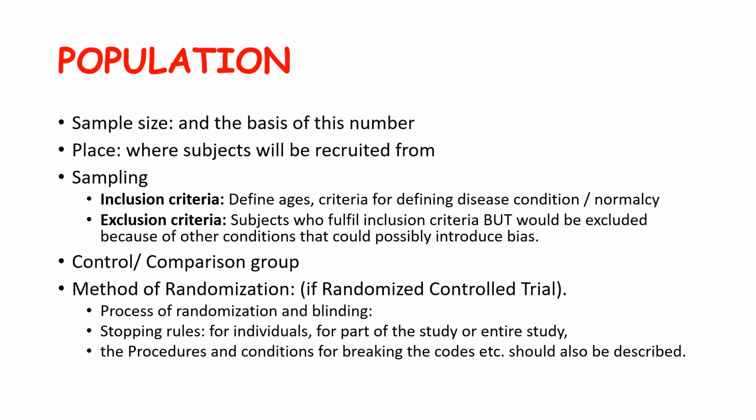Blinding means you don't know which patient is receiving. No, that is during the process of randomization, you conceal the randomization process. So the one who is recruiting doesn't know which patient will get what treatment. And blinding is when you are measuring the outcome, you do not know which patient's outcome you are measuring. So that is blinding. These details you can read through.